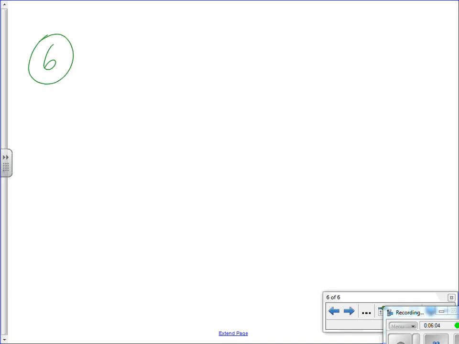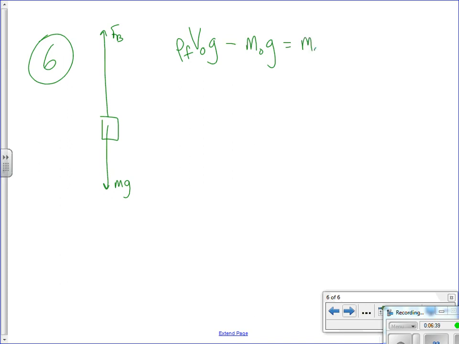Cylinder is released from rest. The initial upward acceleration, no doubt about it. There's the buoyant force FB, so this is rho fluid V object G. It's V object because it's all the way underwater. And I do know the mass. Minus mass object G equals mass object A.